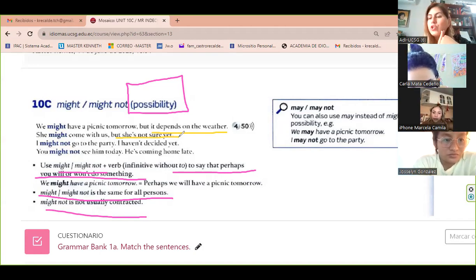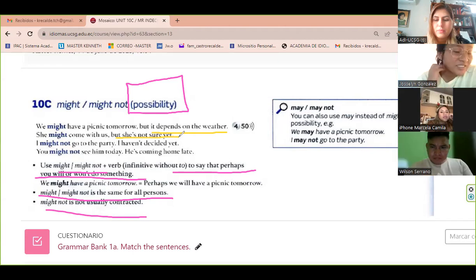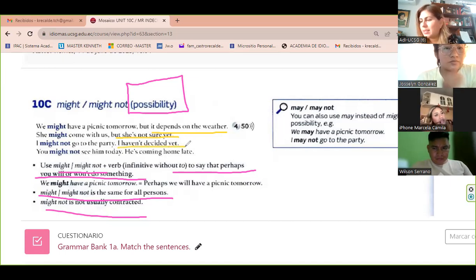The other 2, please, Jocelyn, could you please read it? I might not go to the party. I haven't decided yet. Okay. I might not go to the party. I haven't decided. So you see, decided. So in this part, the person is not sure. The person hasn't made a decision. So that's why it says, I might not go to the party. Or also, you might not see him today. He's coming home late. So when we have a possibility, we use might or might not.